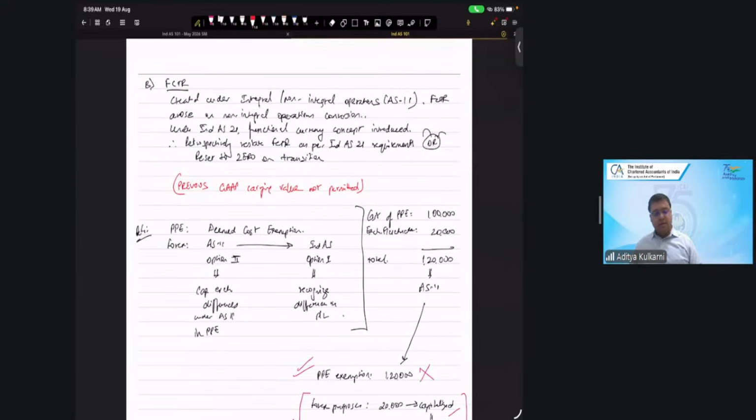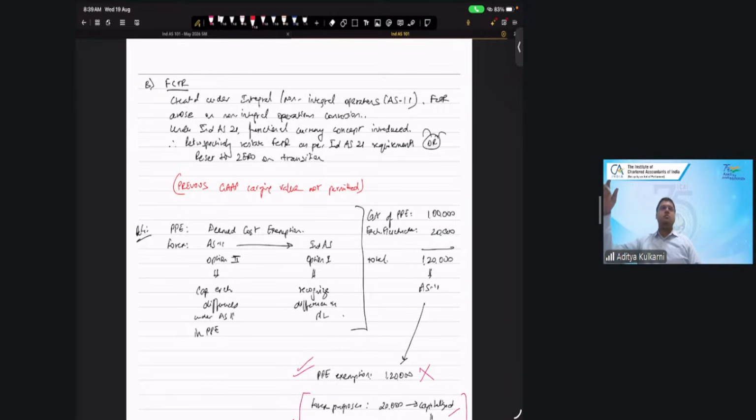All right. Then, in respect of foreign currency only, there is another concept called FCTR, which was there under AS 11, Foreign Currency Translation Reserve. Your foreign currency translation reserve was a reserve that was created for non-integral operations.